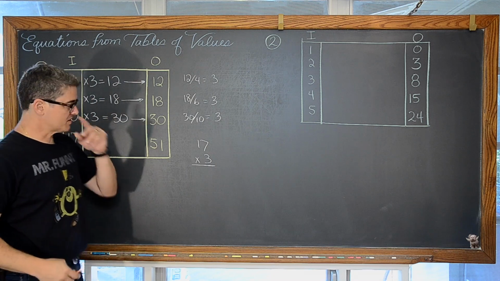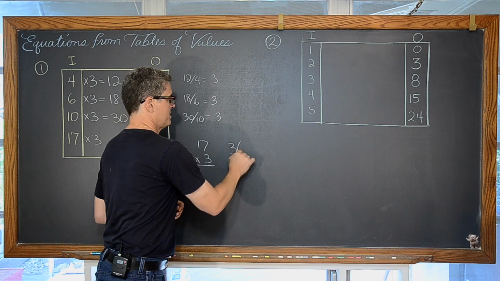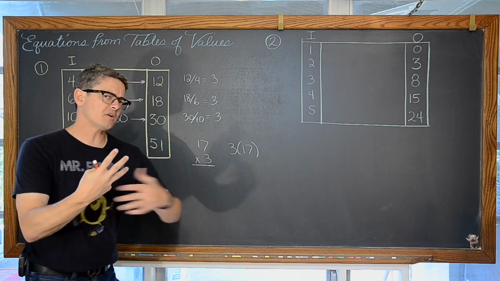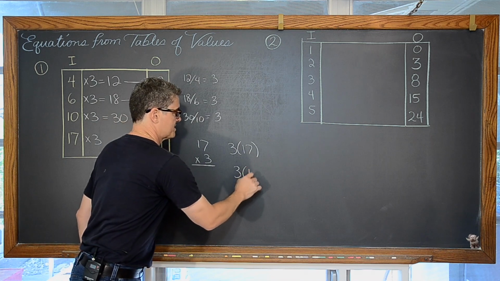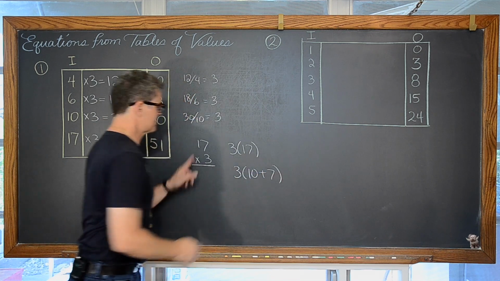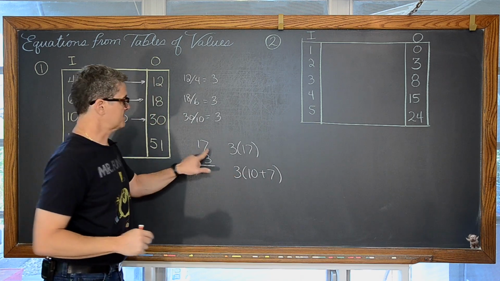Well, let's see here. 17 times 3. If you want to do this in terms of mental math, we might be able to say 3 times 17. If you've talked about learning the distributive property recently, we might think of this as 3 times 10 plus 7, because that's the tens place, and there's 1 ten, and that's the ones place.